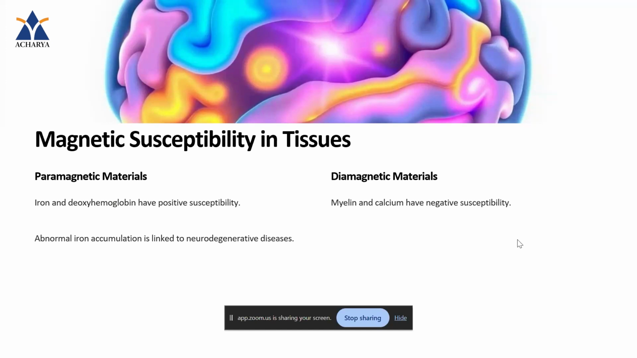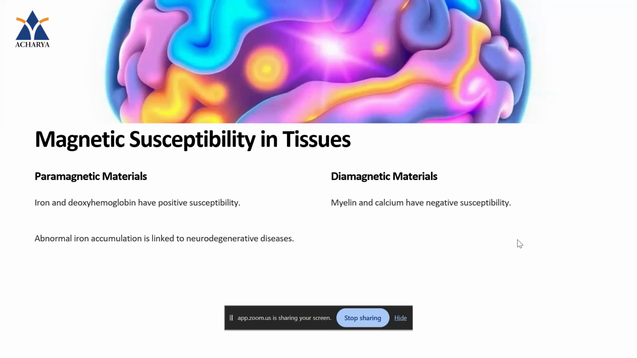This magnetic susceptibility is classified into two: paramagnetic materials and diamagnetic materials. The paramagnetic materials are iron and deoxyhemoglobin. These materials have positive susceptibility. These positive susceptibility materials will be clearly visible on QSM images. I'll be saying quantitative susceptibility mapping as QSM.